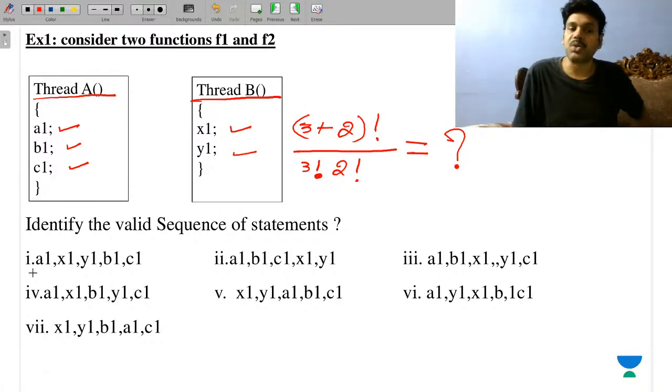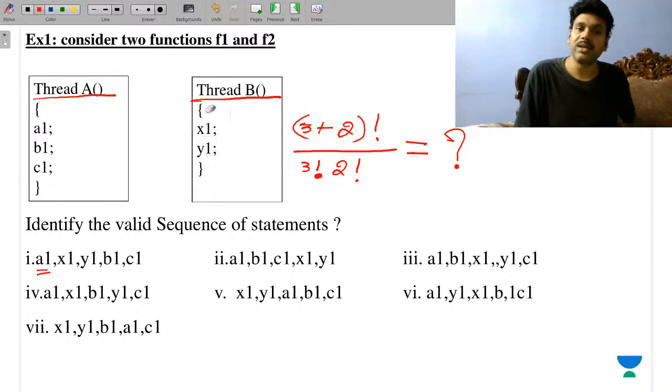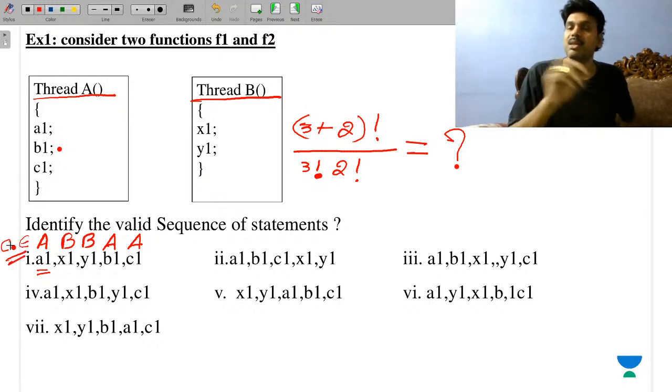The first one: A1 is executed. Please understand carefully, the first thread that comes into the picture is thread A. Then after that X1 is executed, which is done by thread B. Then Y1 is executed, also by thread B. Then B1 is executed by thread A, and then C1 is executed by thread A. So the first one is a perfect concurrent execution: sometimes A, sometimes B, sometimes A.